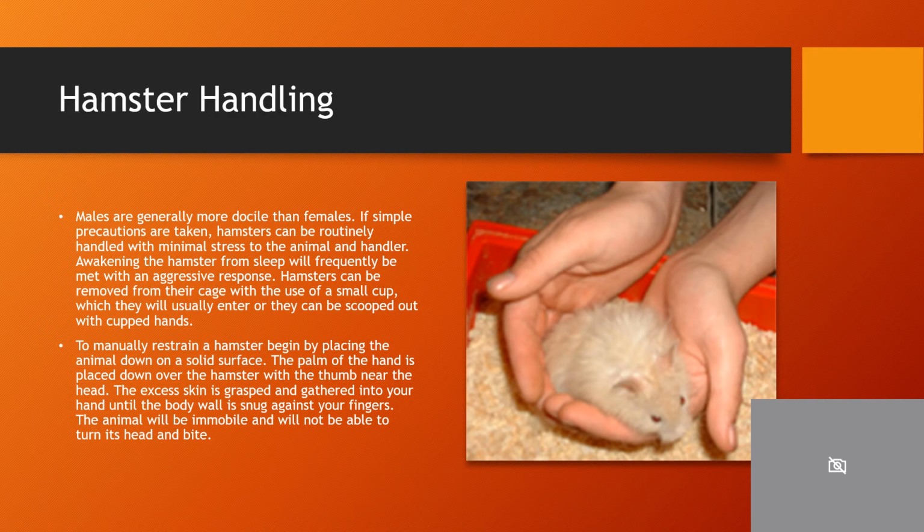To manually restrain a hamster, begin by placing the animal down on a solid surface, and the palm of the hand is placed down over the hamster with the thumb near the head. The excess skin is grasped and gathered into your hand until the body is snug against your fingers. The animal will be immobile and will not be able to turn its head to bite.